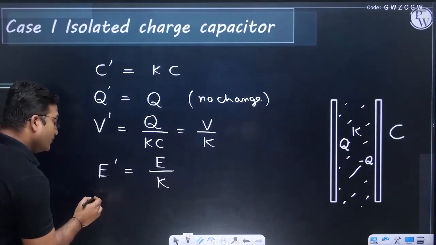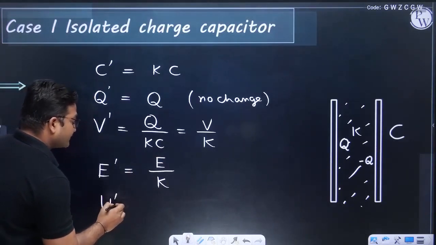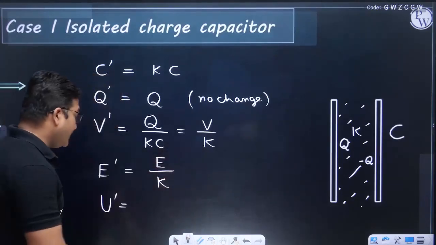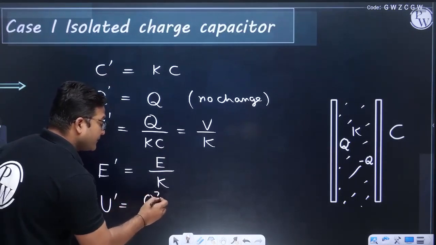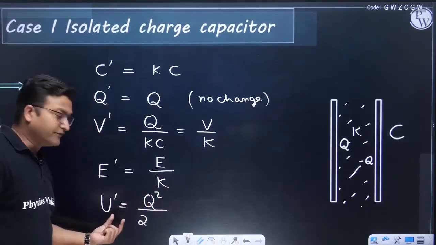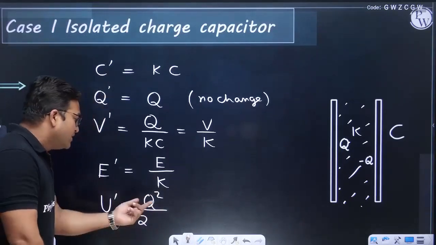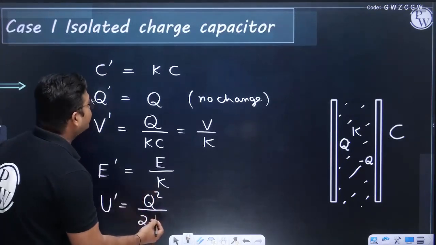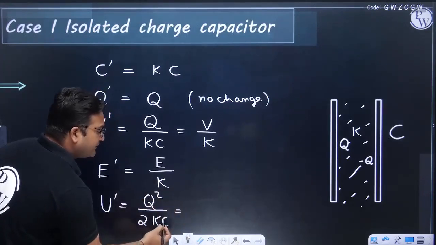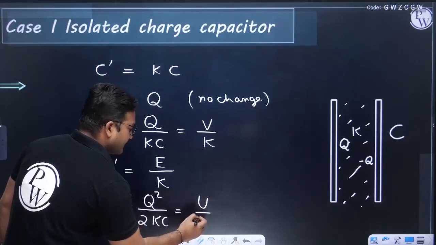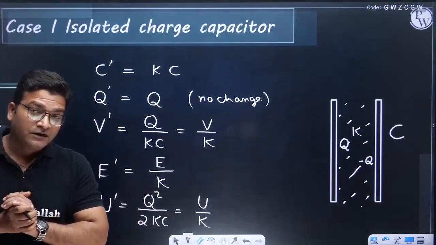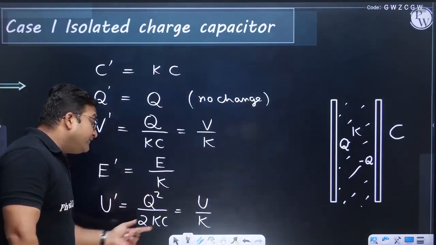Remember? The new potential energy in the capacitor. What is the new potential energy in the capacitor? As you know, the charge is the same, so I can write the potential energy as Q square divided by 2C dash, because I am writing the new potential energy. The charge is still the same, there is no change in charge. So Q square divided by 2 into new C, and new C is K times C. So you can say Q square by 2C is the old energy, so it is U divided by K. So energy gets changed, and you can see the energy is decreasing.